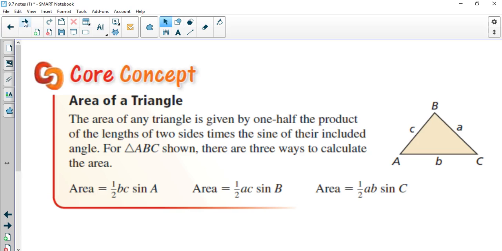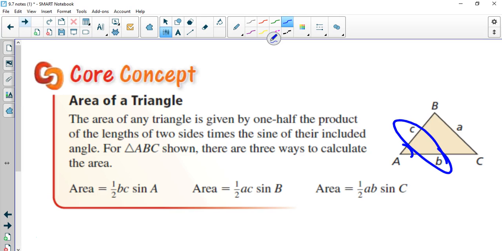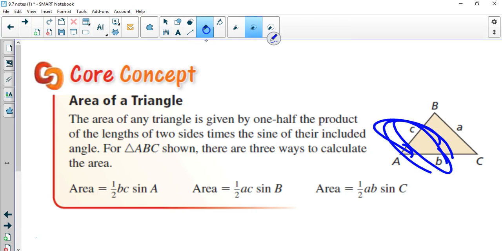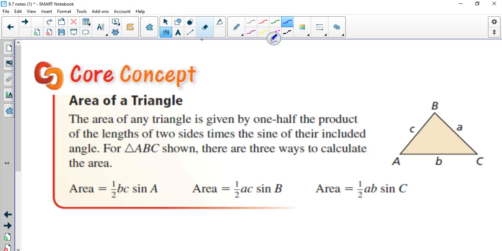So notice in the first one, if you're finding the area using angle A right here, then you're going to use 1/2 those two sides times the sine of A. Okay? If you have this angle B, then you're going to take 1/2 of these two sides. There's two sides that form the angle.